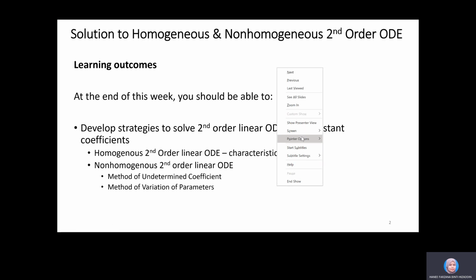You should be able to develop the strategies to solve second order linear ODE with constant coefficients only. To do this, first is the homogeneous second order linear ODE, where we will use the characteristic equation. For the non-homogeneous second order linear ODE, we will use two methods: the method of undetermined coefficients and the method of variation of parameters. So we will go through these three things this week.